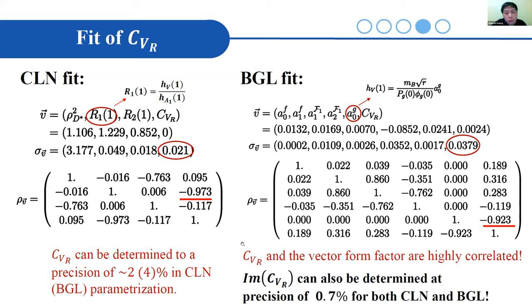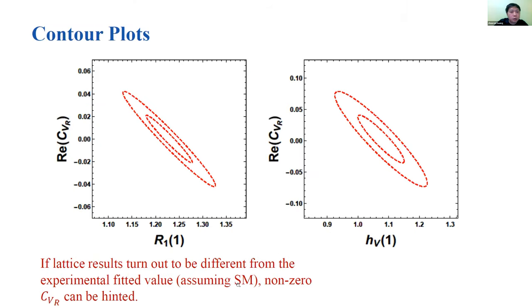In addition to the real part of CVR, we also studied the imaginary part of CVR. We found that the imaginary part can be determined to a precision of 0.7% for both CLN and BGL, which means the unbinned angular analysis is very useful for determining the imaginary part of CVR. The correlation between the vector form factors and the CVR can be better seen in these contour plots. The strong correlation suggests that if lattice results turn out to be different from the experimentally measured values, non-zero CVR can be hinted. For example, if the lattice value of R11 is greater than 1.3 and the HV1 is larger than 1.2, a negative CVR can be hinted.